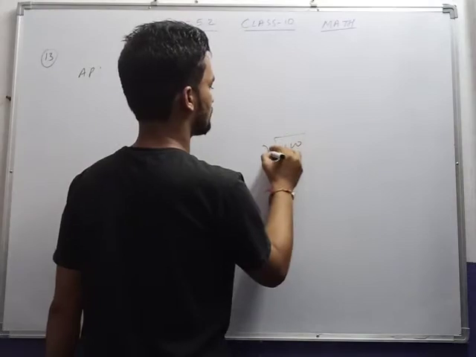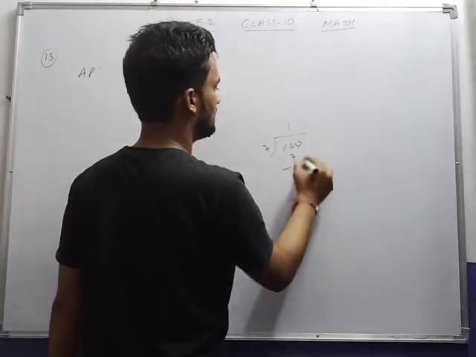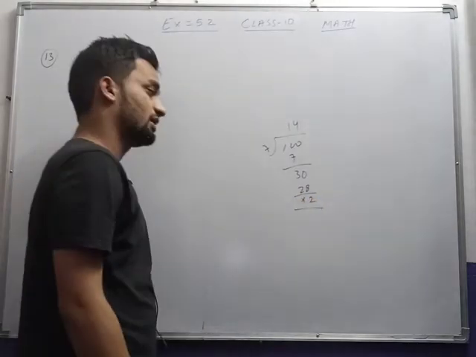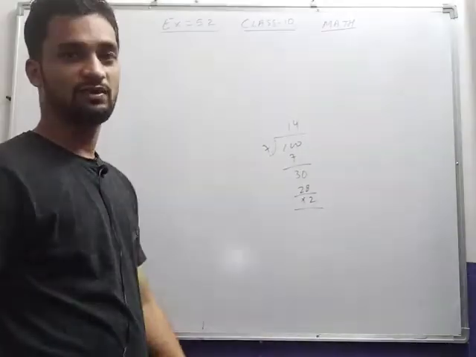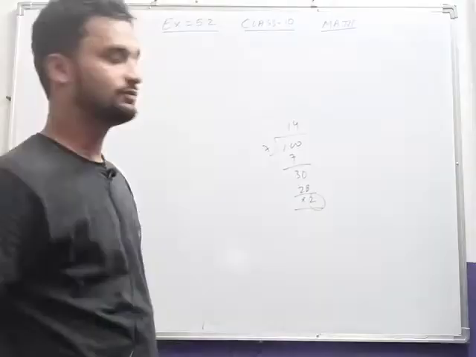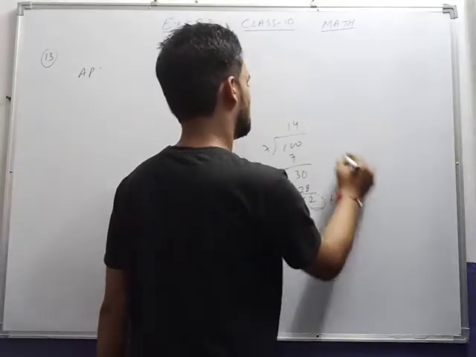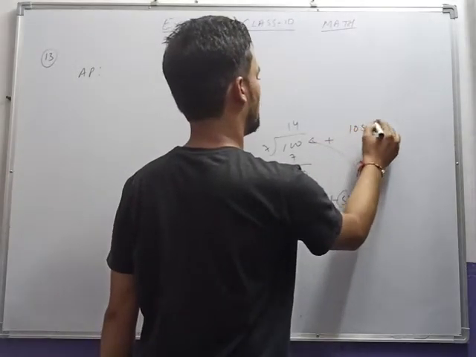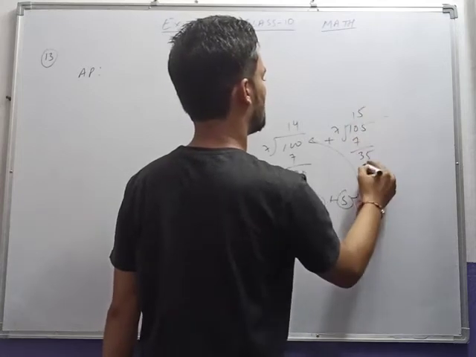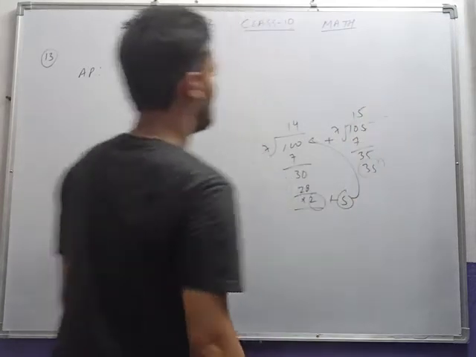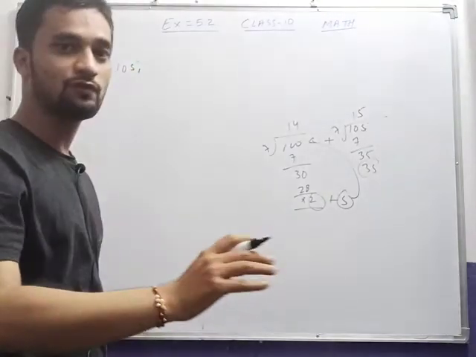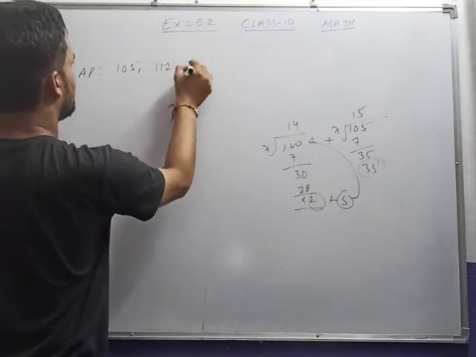Suppose 100: 7 ones are 7, 3, 7 fours are 28, remainder 2. How many more do we want to make it a multiple of 7? 5 more, so this 5 will be added here. So 105. You can check: 7 ones are 7, remainder 3, 7 fives are 35. So the least 3-digit number will be 105. As you know, this is a multiple of 7, so the next number will be 112 and so on.